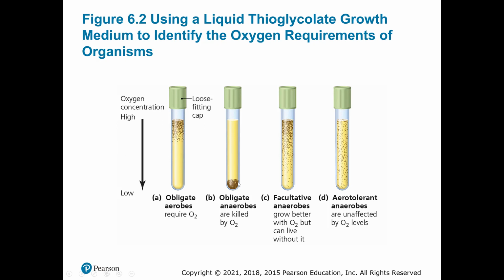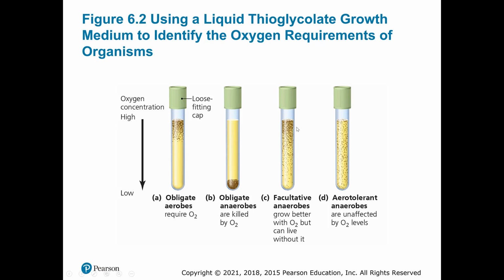Obligate anaerobes are the opposite. They cannot survive in oxygen because of those toxic forms. So they want to hang out at the bottom of the tube where there isn't much oxygen at all. Those are the two extremes, but here are a couple of groups that fall in between. Facultative anaerobes grow better in the presence of oxygen than they do without, but they can tolerate environments without any oxygen in them.